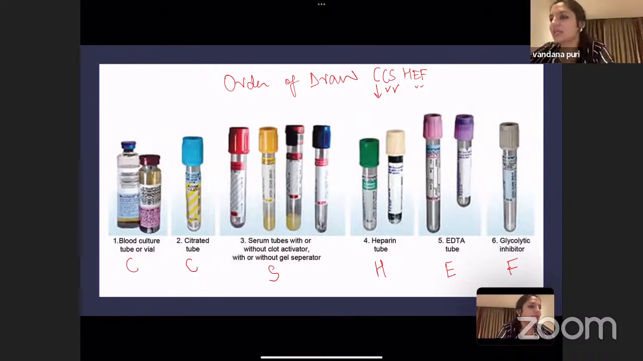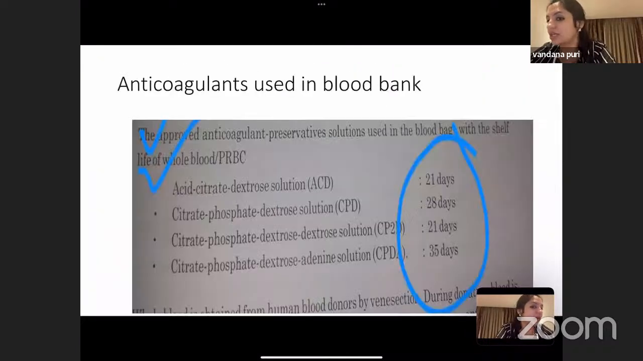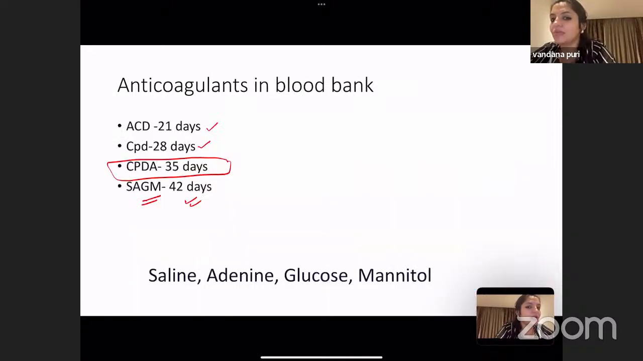Now, these are the simple anticoagulants which are there, but remember there are anticoagulants in blood banking also, which you should be very clear about. So these are the anticoagulants in blood banking. Remember the simple one, ACD, that is acid citrate dextrose, which was the first anticoagulant to be used. It had a life of only 21 days. Then we came with CPD, that is citrate phosphate dextrose, which gave a life of 28 days.